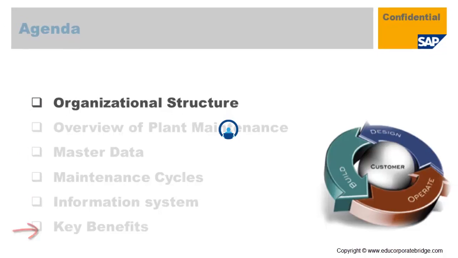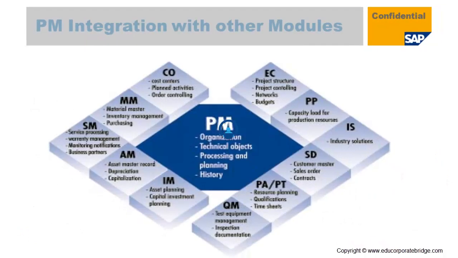key benefits. The PM module is integrated with the other modules, that is FICO, MM, QM, PP, SD, and IM. So these are the different modules which are integrated with the PM module. Any transaction done in the PM will be linked to your different modules.